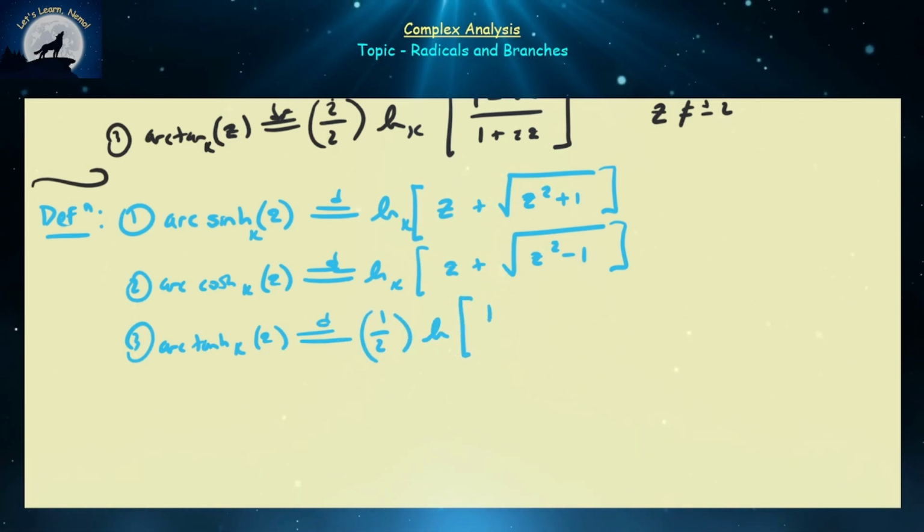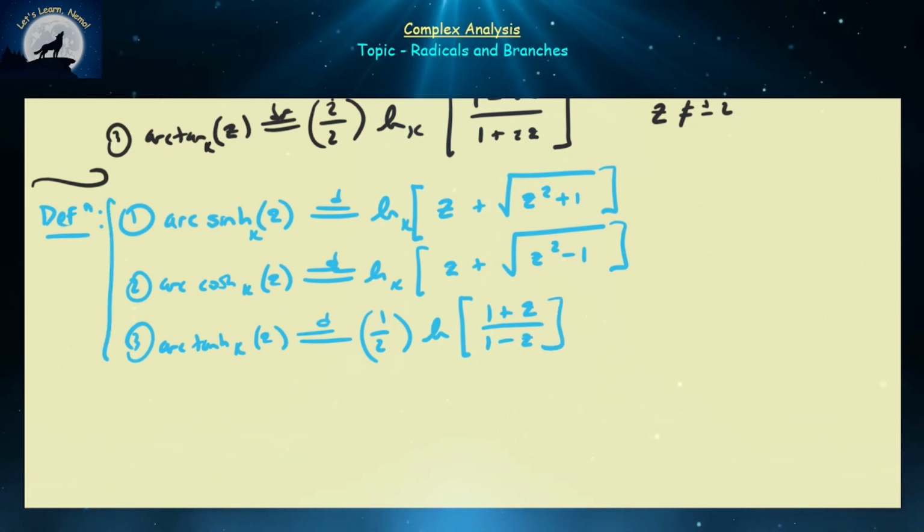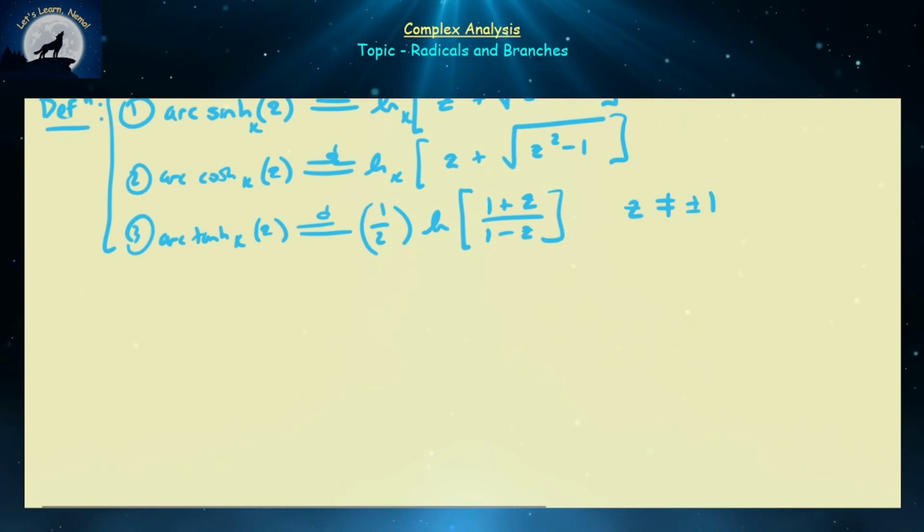The natural log of (1 plus z) over (1 minus z). There are some obvious restrictions on what z cannot be here. z obviously cannot be equal to plus or minus 1. All right? So now we have quite a few functions already defined, because we know how to deal with radicals and powers and their multi-valued nature. So let's close this conversation out with a nice little calculation example.